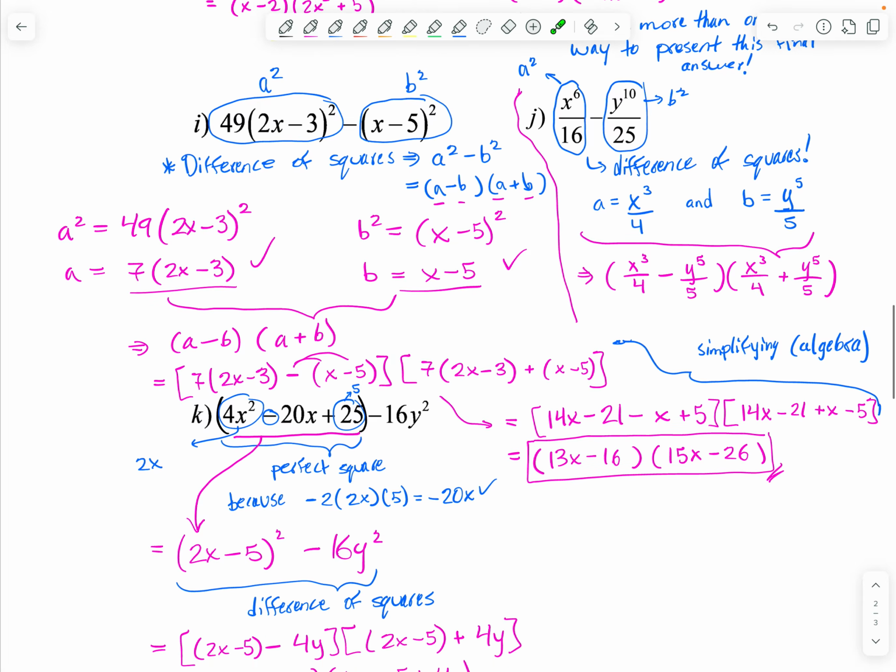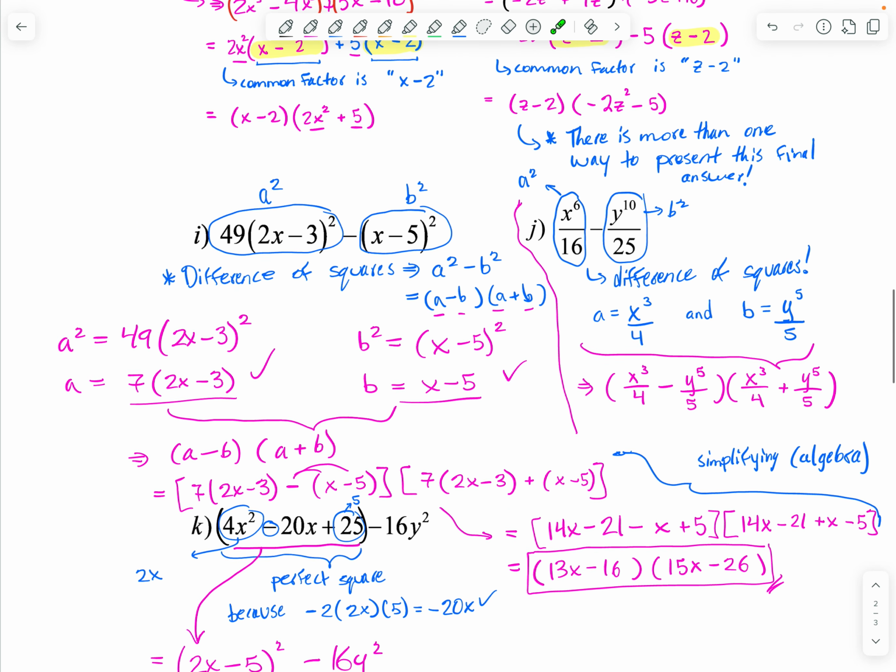Okay, and I simplify this, meaning I simplify the insides. I multiply that 7 into the group right here. And so I get this and this for the second bracket. And then I just collect like terms, and I get this times this. Okay, so that's as factored as it gets.